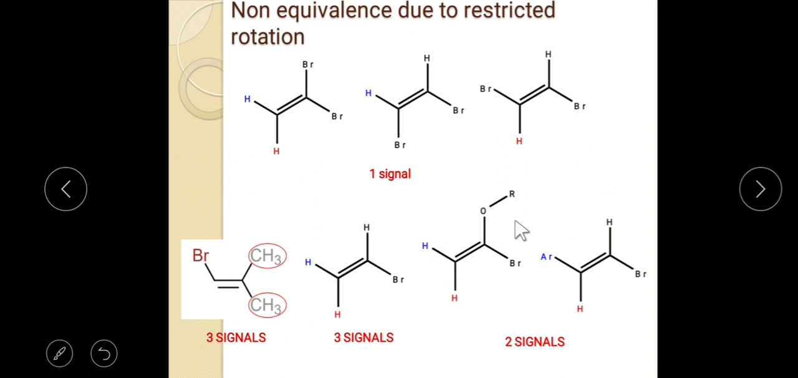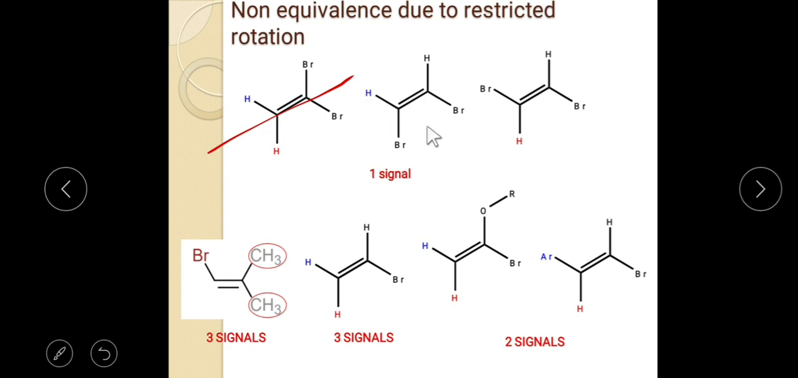Due to restricted rotation, one part of the double bond is different from the other part. Before we go to the different protons, let's consider the symmetric molecule. There is a plane passing through this double bond. That means these two hydrogens are similar and will show only one signal, because this part and this part are the same.